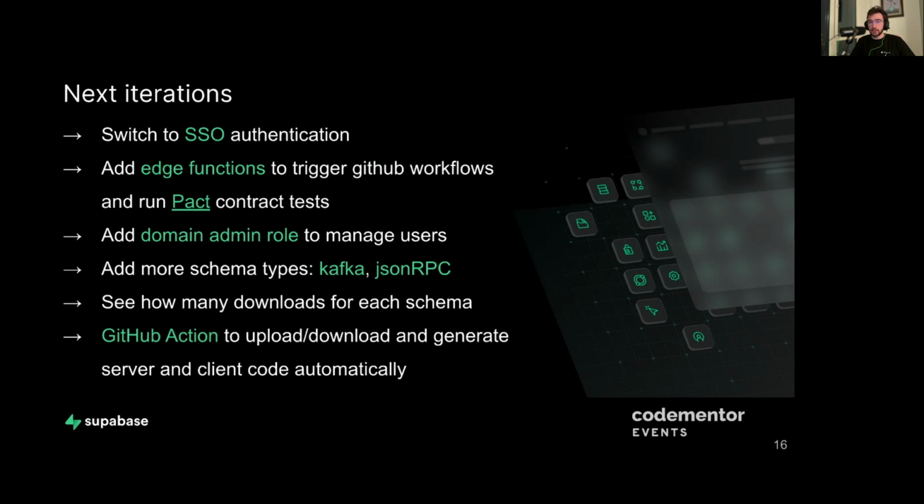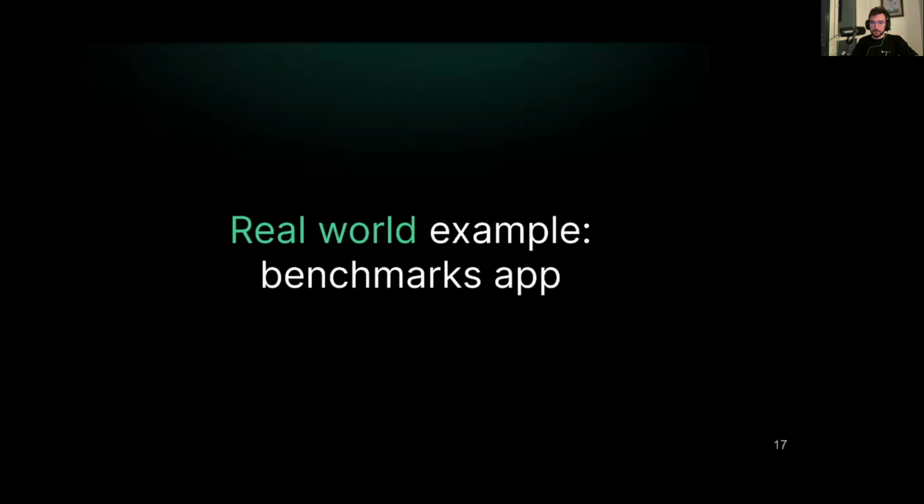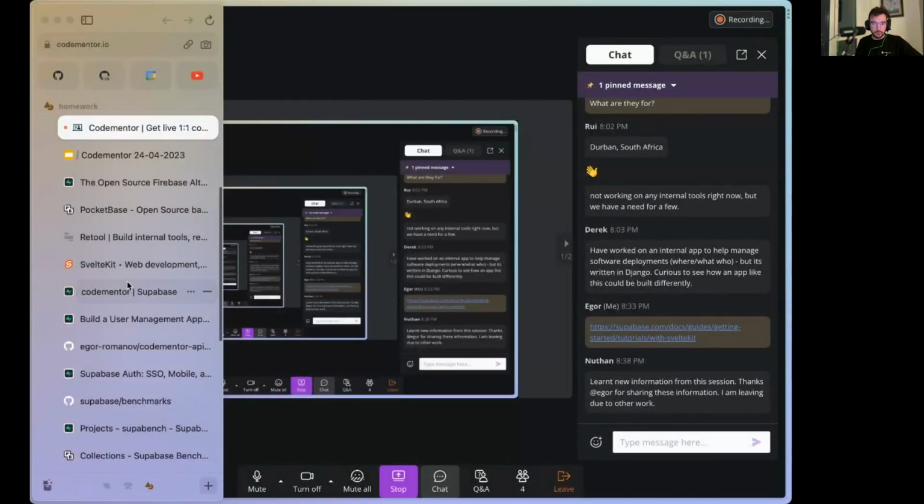We can add, for example, edge functions in Supabase to run some GitHub workflow and execute Pact contract tests, so you will know that your latest schema changes are not affecting any other services that depend on you, and a lot of other things. Another small real world example that I was promising to you, I'll try to do it quick because I'm a bit behind schedule. Let me share another window. Sorry for that. That will be quick.